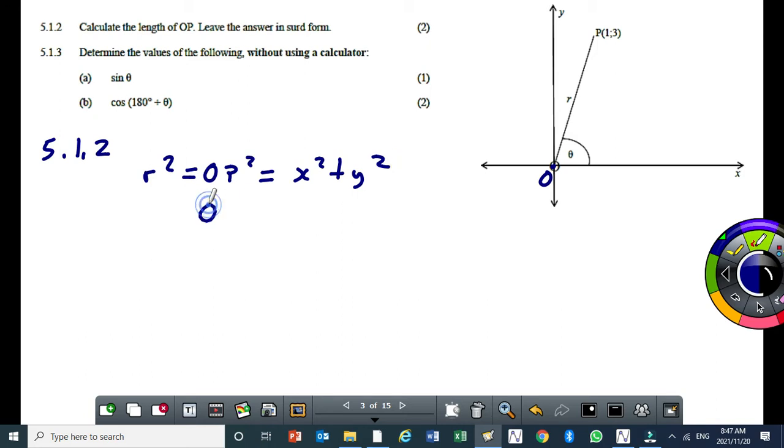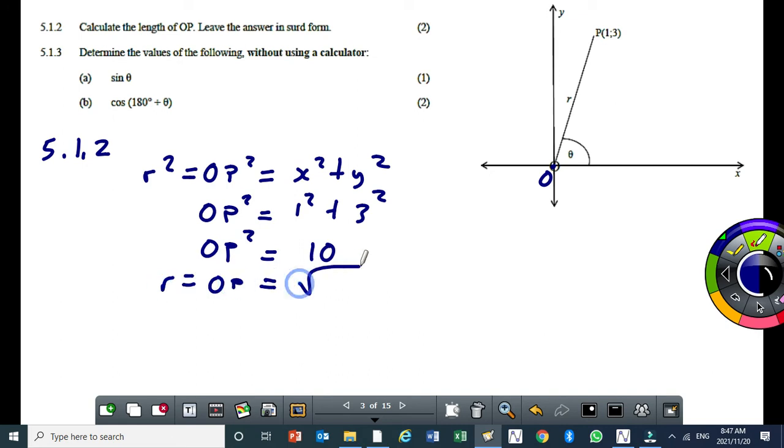Okay? And here I can say OP squared, x we know is 1, and y is 3. So we get here 10. So OP squared is equal to 10. So r equals the square root of 10. Now remember, OP is the same as r, and it's always positive. Okay? The length of this line here is always a positive answer.